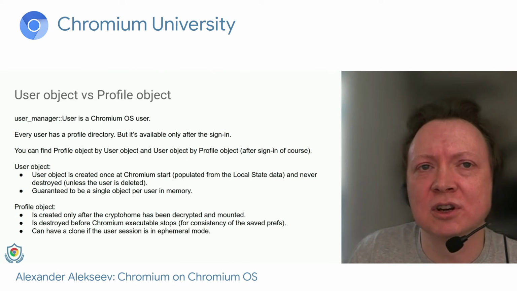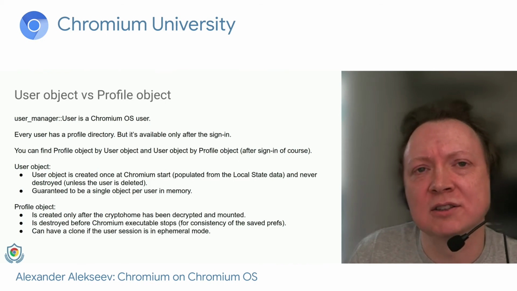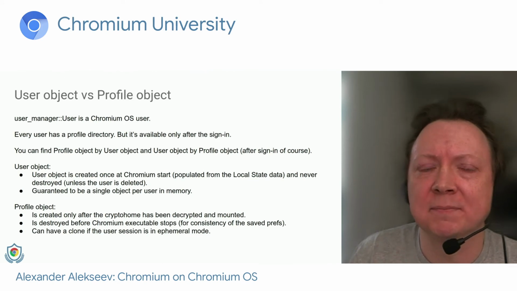The user object is usually created when Chromium starts. We populate the list of users from the local state. It is never destroyed unless the user is deleted. It is guaranteed to be a single object per user in memory.